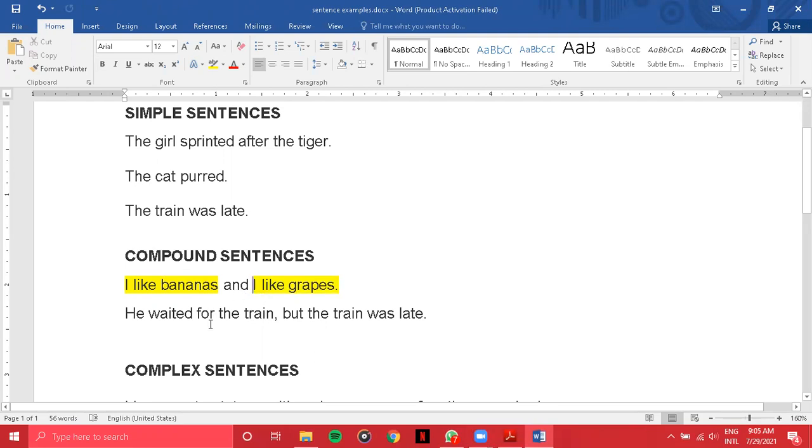Now, for the second sentence, what would be the two main clauses? He waited for the train. Yeah, and what would be the other main clause? The train was late. Exactly. And the word 'but' is the connective that joins these two clauses.